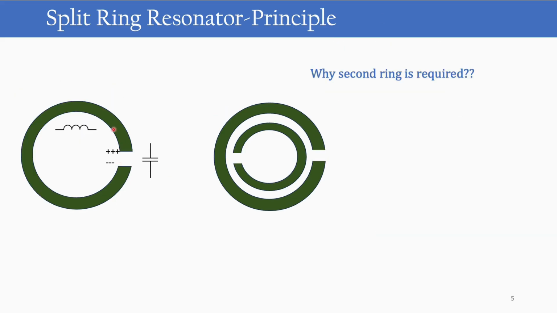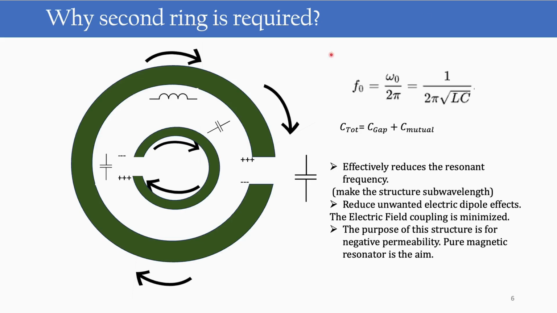So we have seen that by using a single split ring resonator, we can provide the resonance and the sub-wavelength. But in actual cases, we are using two split ring resonators. It is very important to have two split rings to achieve the negative permeability. So let's see what is the importance of this second split ring in SRR structures.